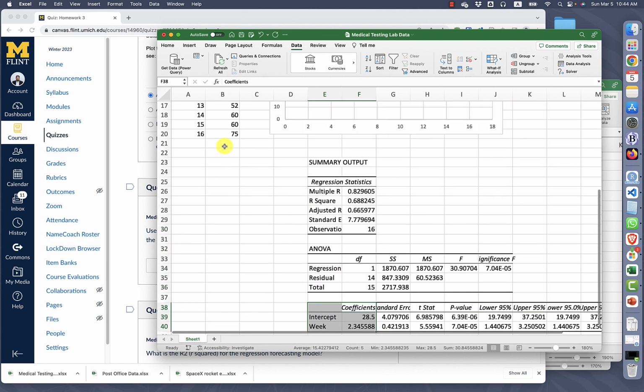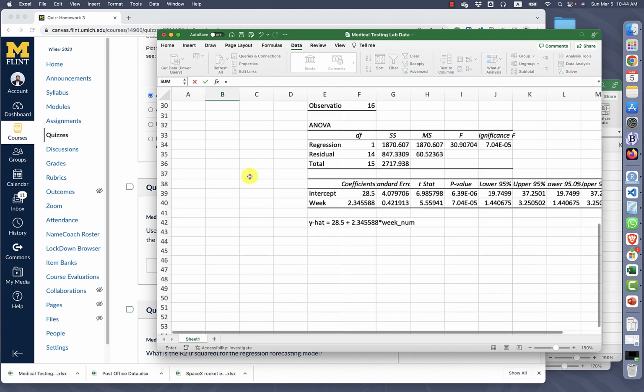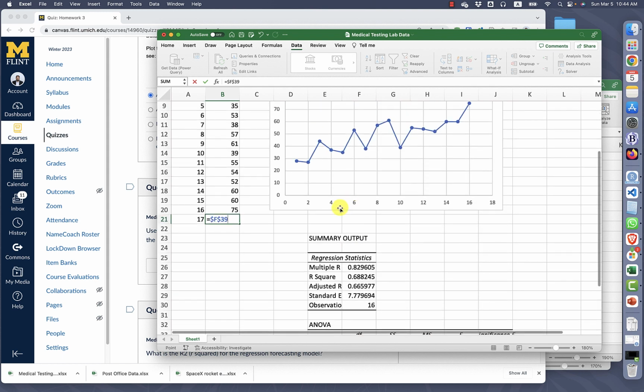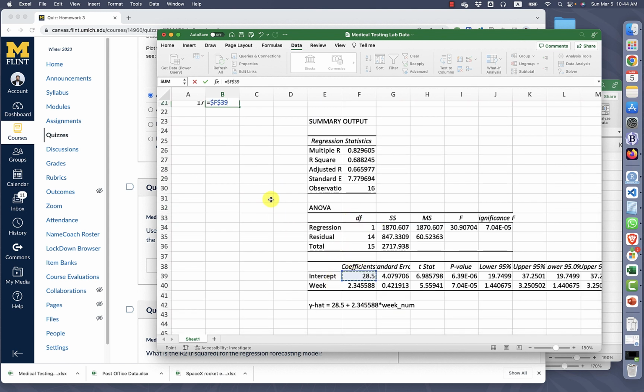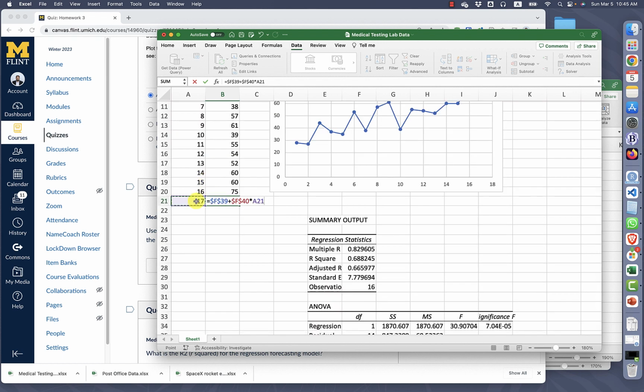So what is my prediction when my week number is 17? So I'll do that. I'll put in this formula. I'll take the intercept. And you want to put dollar signs, so you want to lock that cell in, and you don't want to move it around if you drag the formula. Plus the coefficient for the week. Okay, that's 2 point whatever times the week number, which is 17 right here.